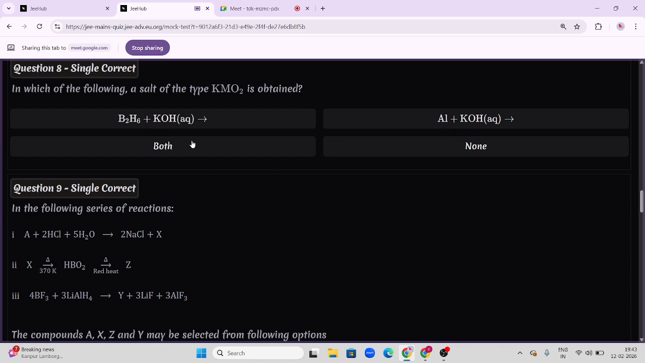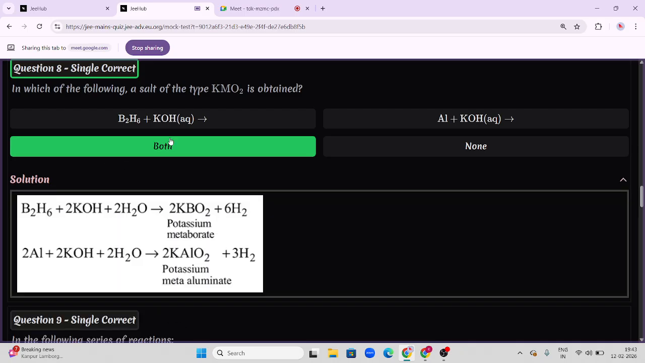Next question. If you have forgotten, no issues. Diborane plus potassium hydroxide. You can see potassium is a very active element there. Boron cannot displace it. So it has to form a salt only. Potassium metaborate. Hydrogen gas liberation here. Similarly, aluminium is not that reactive to displace potassium from potassium hydroxide. So here it is forming potassium meta-aluminate. Just like the reaction that you have studied, aluminium plus sodium hydroxide, isn't it? You see it is forming sodium meta-aluminate, NaAlO2. Similarly, it forms potassium meta-aluminate.